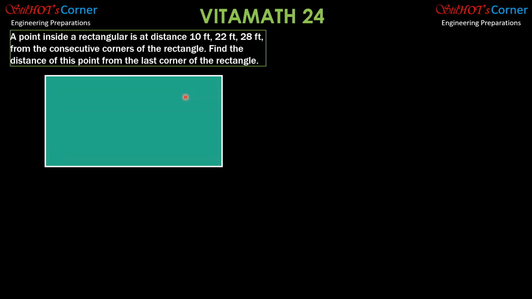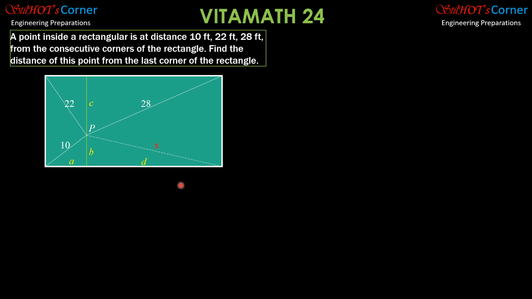So to help analyze the situation, let's have the figure. This is the rectangle and we have a point inside the rectangle, call it P. Then this should be 10 feet, 22 feet, 28 feet, and this is X feet. So let's draw lines through the point P vertically and horizontally. So call this distance A, this one A, then B, then that is C, and call this distance D.